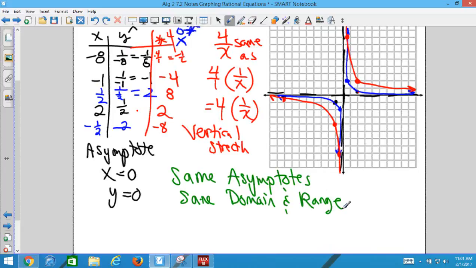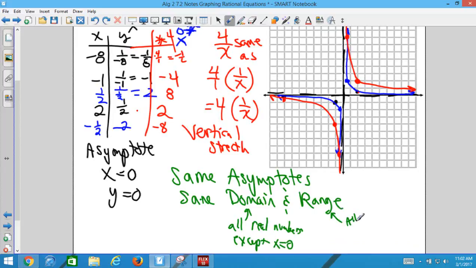We're going to have the same domain and range, which will be all real numbers. Nope, not all real numbers, because there's an asymptote there. Everything but 0, for x and y. So the domain is all real numbers except 0. The range is all real numbers except y equals 0.